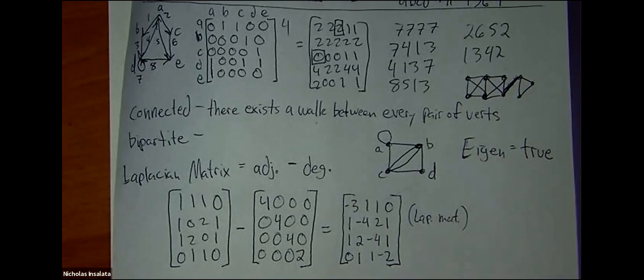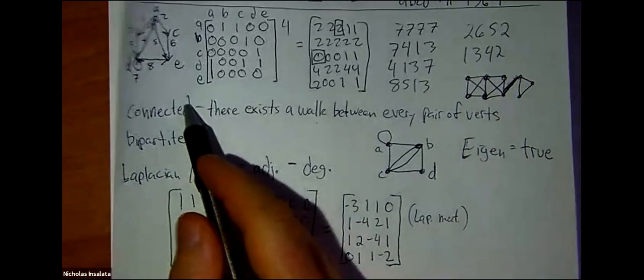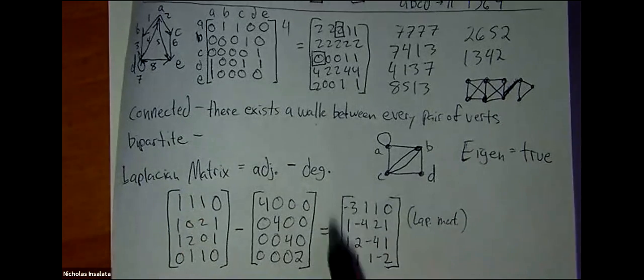So it's not just the number of walks you can look at, but there are lots and lots of different kinds of properties of graphs that you can investigate using matrices and linear algebra, which is pretty cool. Questions? What do you guys think?